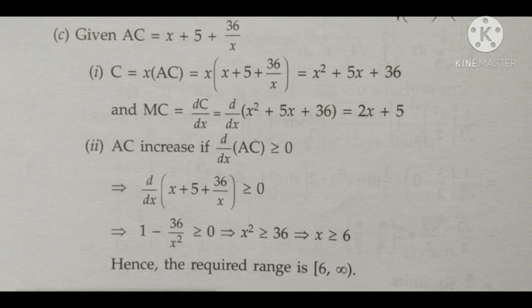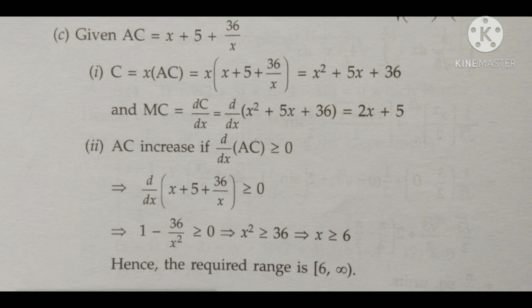If we differentiate C, we get MC, that is marginal cost is equal to dC by dx, which gives you 2x plus 5. We have to find at which interval AC increases, that is d/dx of AC greater than 0. So you have to find the interval where average cost is increasing. In this case we differentiate average cost, that is d/dx of AC greater than or equal to 0.